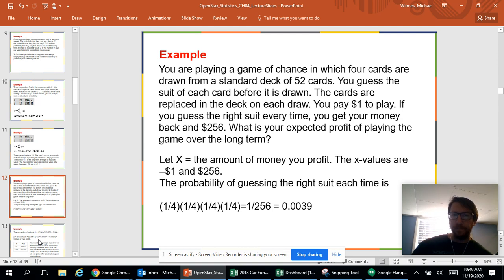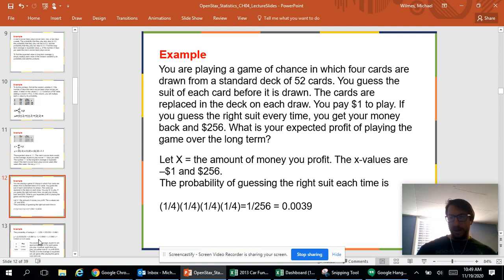Let's do another one, a little more complicated. You're playing a game of chance with 4 cards drawn from a standard deck of 52 cards. To win this game, you have to guess the suit of each card before it's drawn. So there's 4 different draws, and you have to get all 4 of those right. The cards are replaced in the deck after each draw, just to make it a little simpler. It's $1 to play, and if you win, you get $256. What's your expected profit or loss of playing the game?